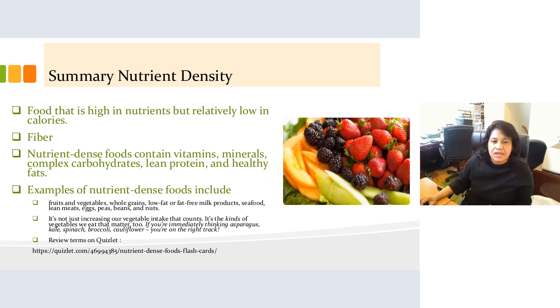Examples of nutrient-dense foods include fruits and vegetables, whole grains, low-fat and fat-free milk products, seafood, lean meats, eggs, peas, beans, and nuts. Now, it's not just about increasing your vegetable intake that counts. It's the kinds of vegetables that you eat, too. So think about asparagus, kale, spinach, broccoli, and cauliflower.